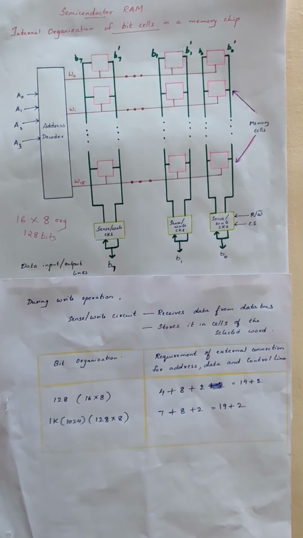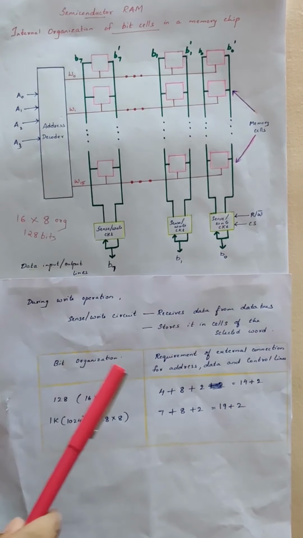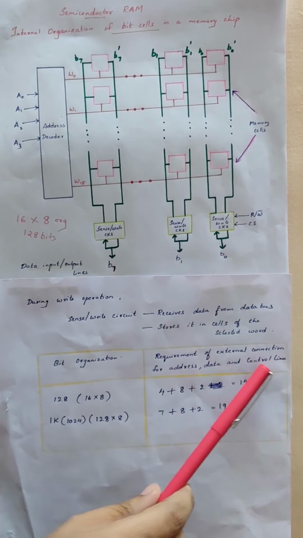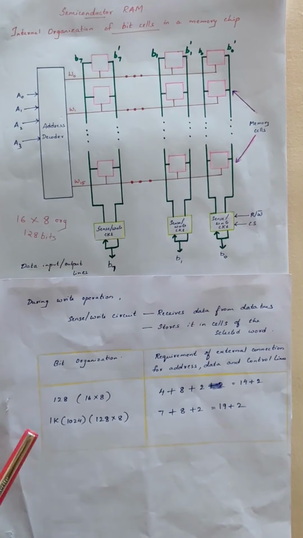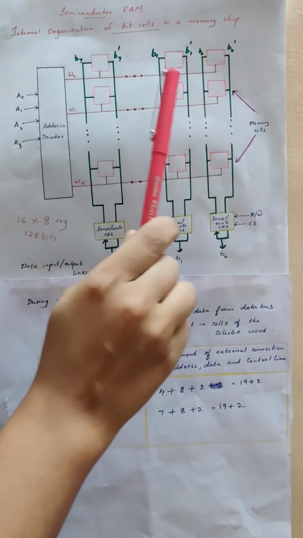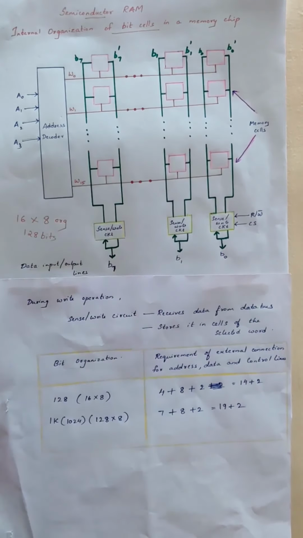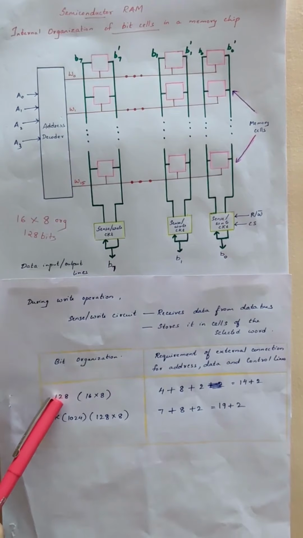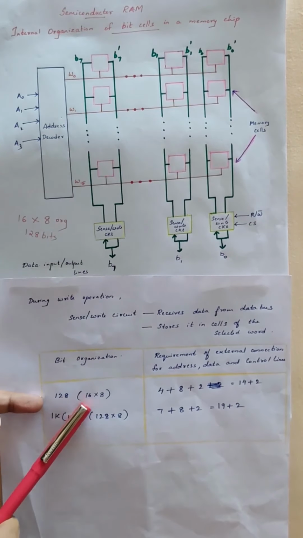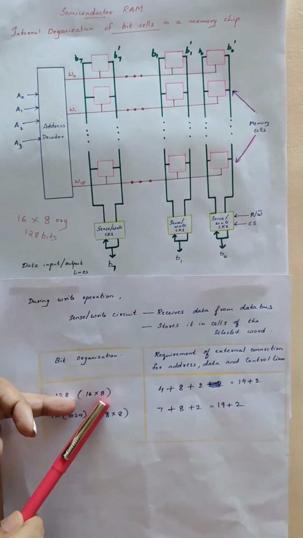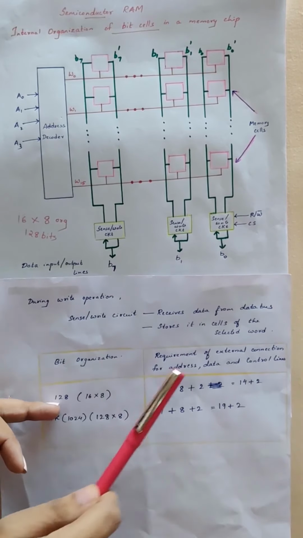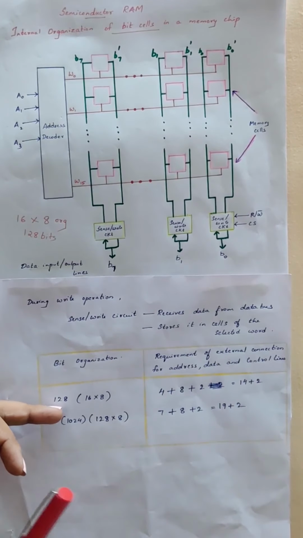Now we'll see, given a bit organization, what is the number of external connections of address, data and control lines required? This is usually a question. In the figure given here, we have 128 bit cells. The total number of bit cells is 128. How many rows? 16 rows are there, and each word line is of length 8. So 16 cross 8. Now how many address, data and control lines do we require?